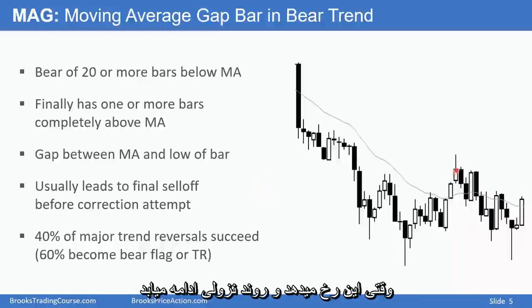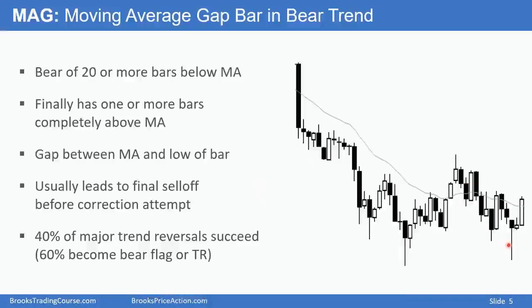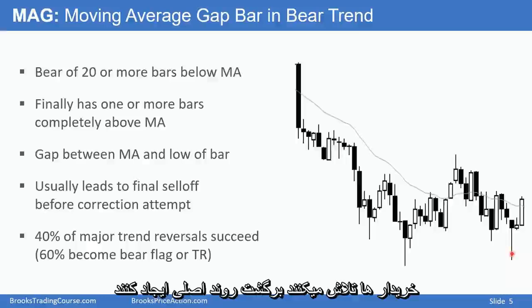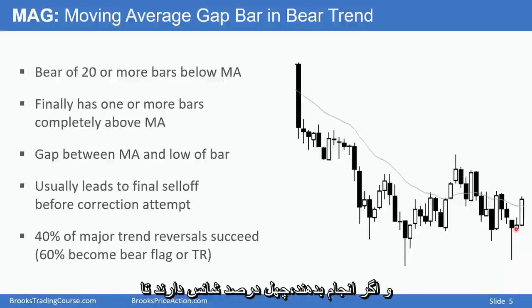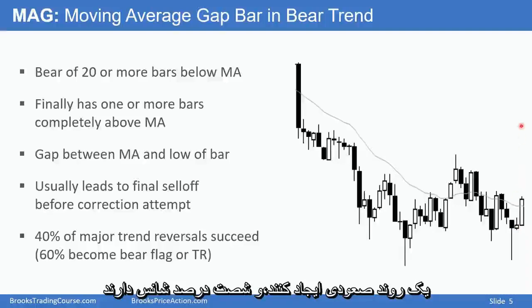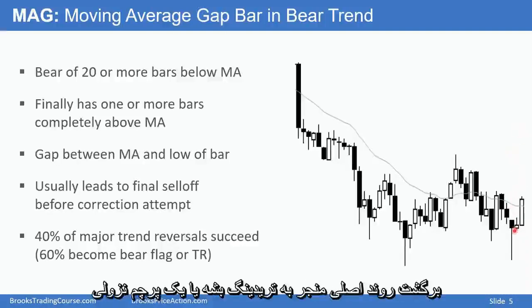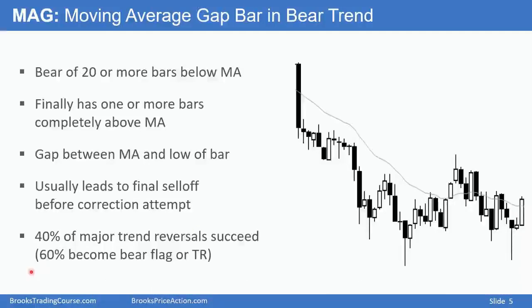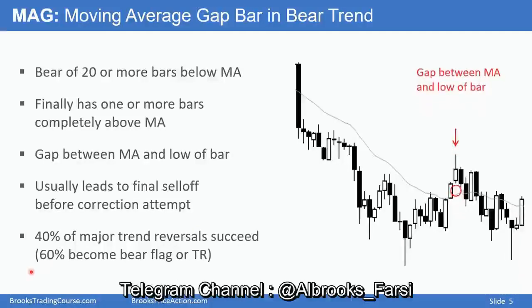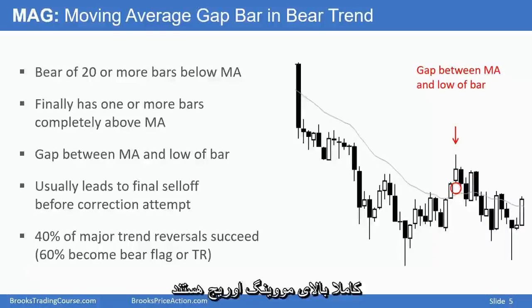When that happens and the bear trend resumes, the odds are 60% the bulls will try to create a major trend reversal. And if they do, they have a 40% chance of actually getting a bull trend. 60% chance the major trend reversal will result in either a trading range or a bear flag. A pair of gap bars completely above the moving average.